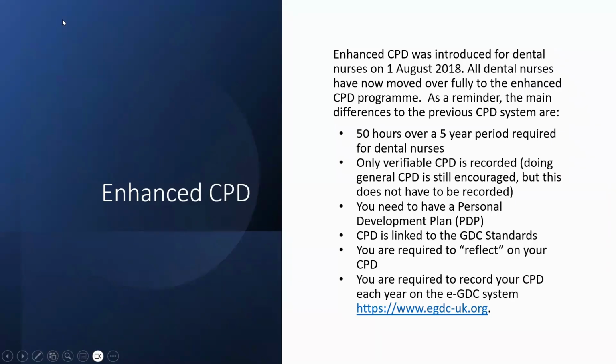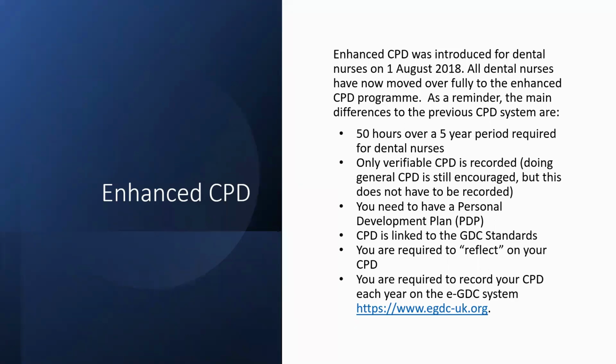Enhanced CPD was introduced in August 2018. Before that, there was CPD, but it was a slightly different version. And over the last number of years, what has happened is that everyone has been moved over to the enhanced CPD. So the main differences are that dental nurses are required to do 50 hours CPD over a 5-year period.